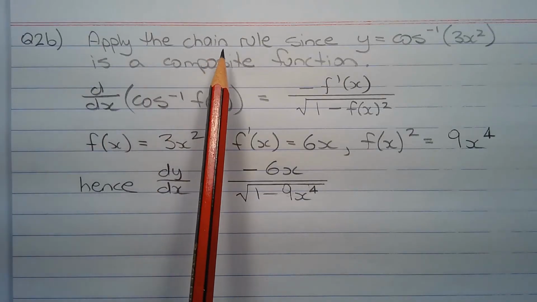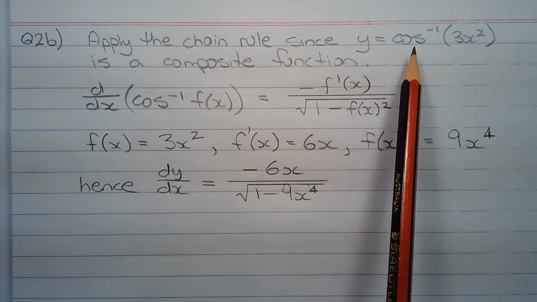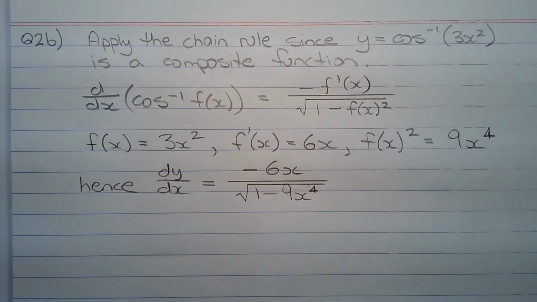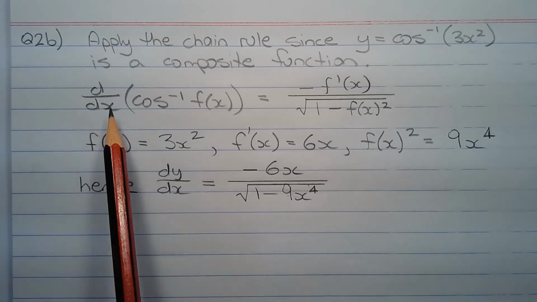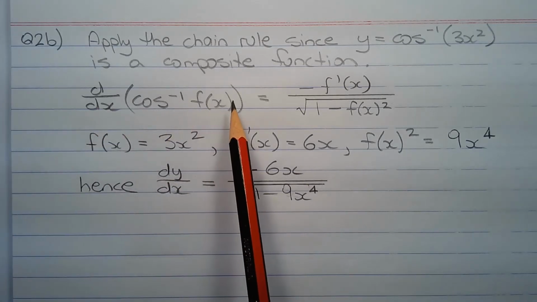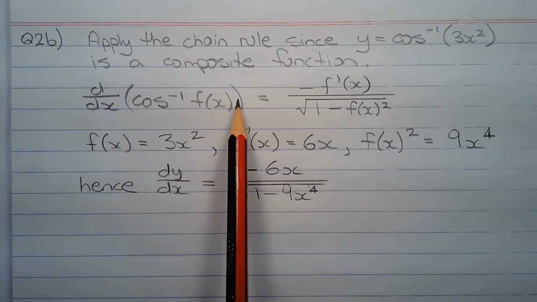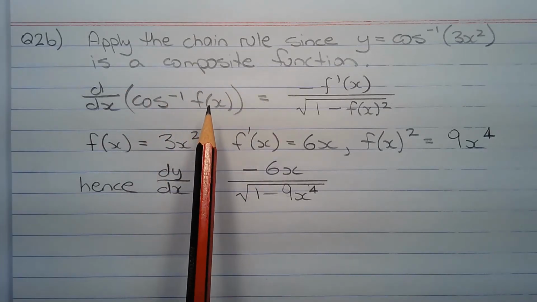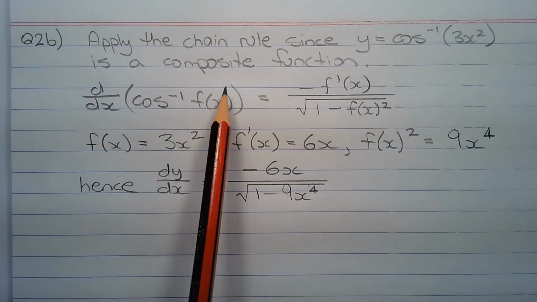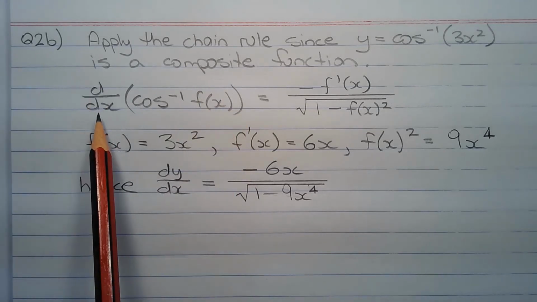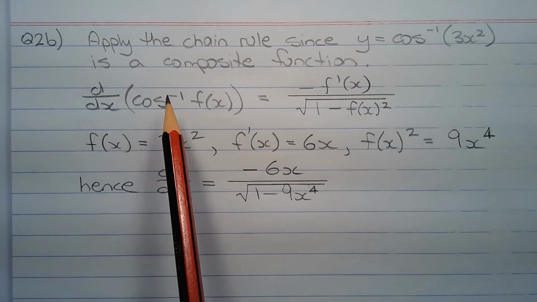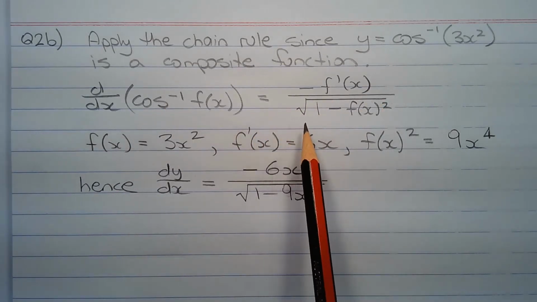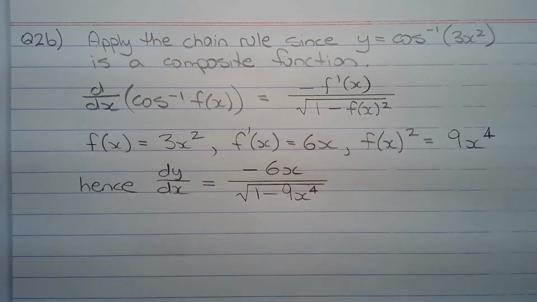We're going to apply the chain rule since y equals inverse cos of 3x squared is a composite function, or in other words, a function of a function. Now, the derivative of the inverse cos of f of x by the chain rule is equal to the derivative of the outer function, so that's the inverse cos function, multiplied by the derivative of the inner function, which is the f of x. So the first derivative with respect to x of inverse cos of f of x is equal to negative f dash of x over the square root of 1 minus f of x all squared.